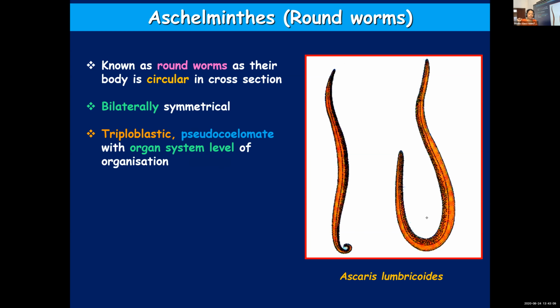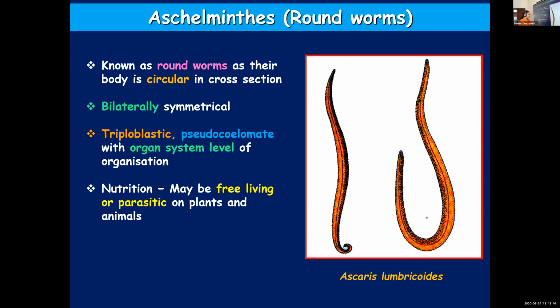So Aschelminthes have a pseudocoelom, a fake or false coelom, where the mesoderm forms scattered pouches rather than lining the entire coelom. Pseudo means false, so they form a false coelom. And here the level of organization is organ system level. In the previous one we learned it is organ level. Here a group of organs have joined together and started forming the organ system level of organization.